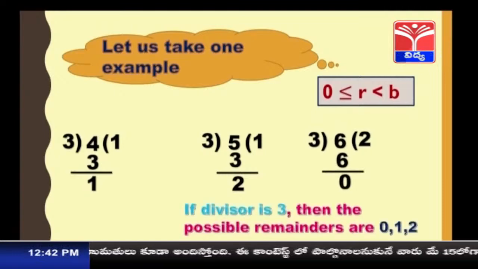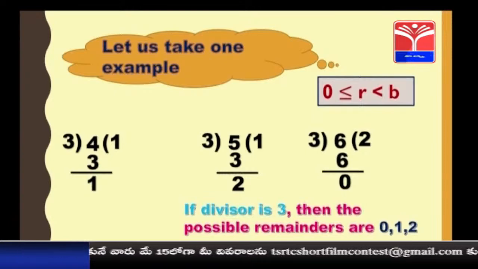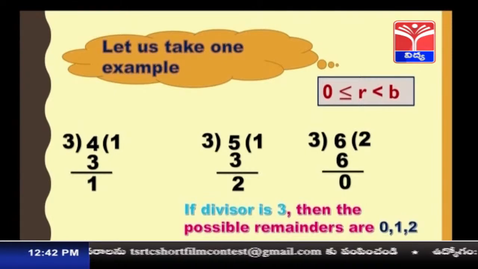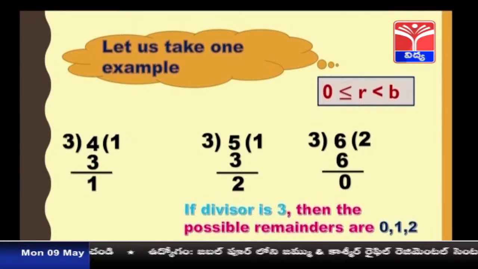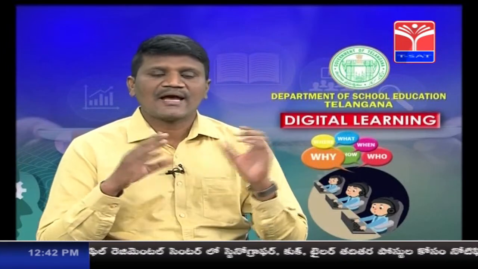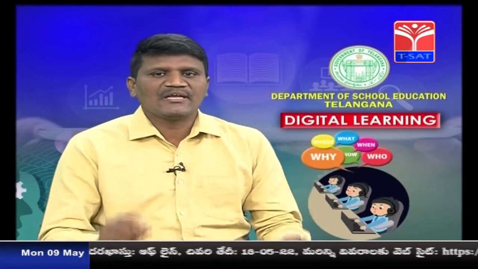That means if we take 3 as a divisor, then the possible remainders are only 0, 1 and 2. So whenever we take any divisor, the remainder should always be between 0 and B and should not be equal to B. It is always 0 less than or equal to R less than B.